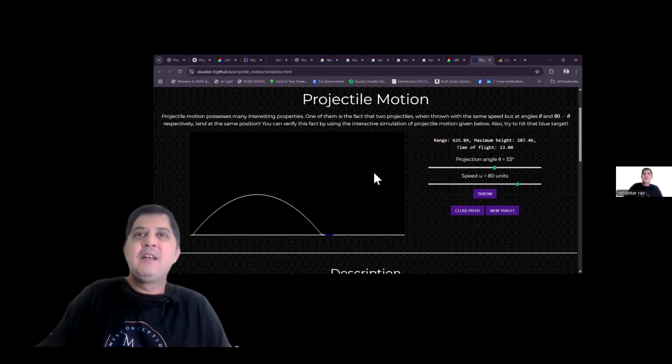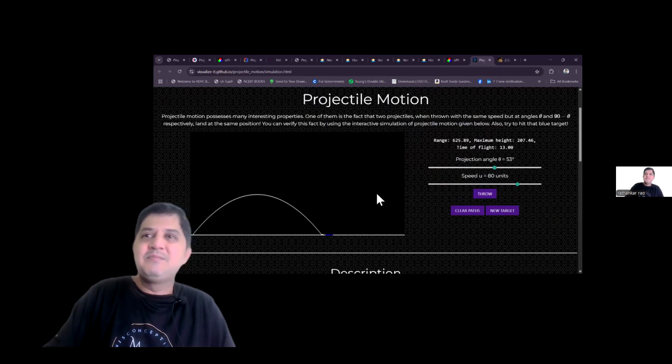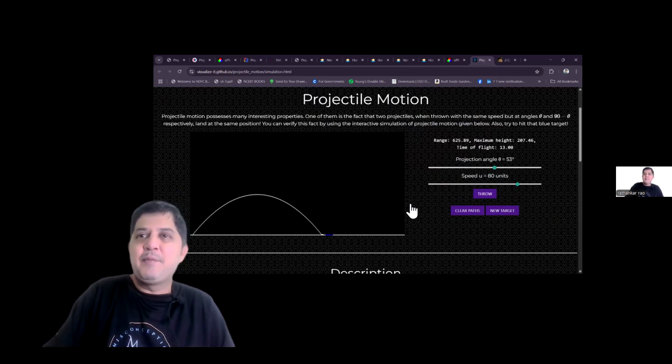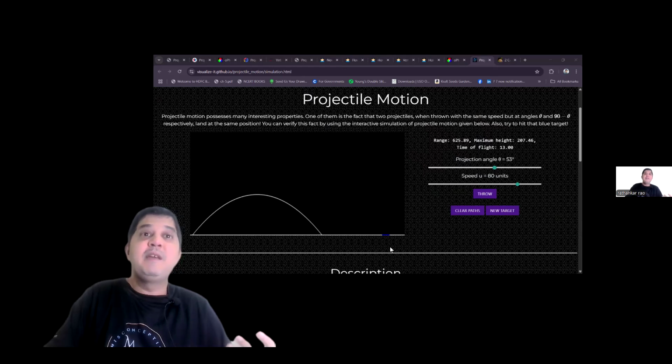There are two more. This one, I really find amusing. You have a target, and I can change the target here. Now the target is kept over here, and I can click on the new target. See, this is randomly selected. Every time I click on this blue new target button, I can change it randomly. New target is somewhere over here. Now I should change the values of theta and velocity so it goes and hits. I need to make a guess.